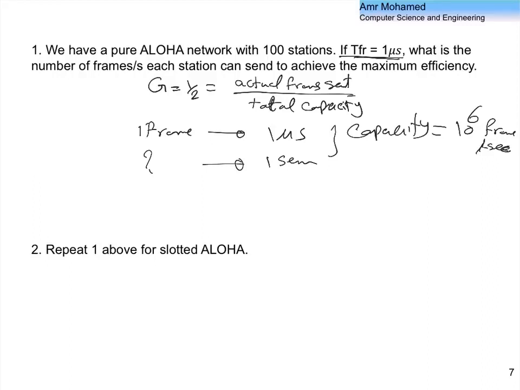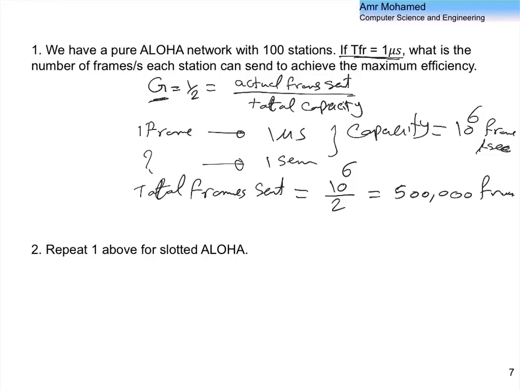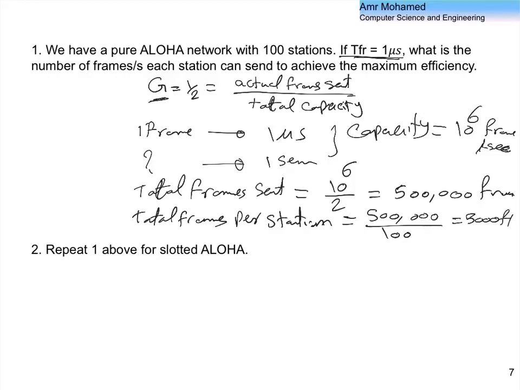If that's the case, then total frames sent equals, of course, 10 to the power 6 divided by 2, or times the G. So the actual frames sent equals 500,000 frames. Okay, so total frames per station equals the 500,000 divided by the number of stations, which is 5,000 frames per second per station. So each station can now send 5,000 frames per second. And this is because for maximum efficiency for Aloha, the optimal load is half.